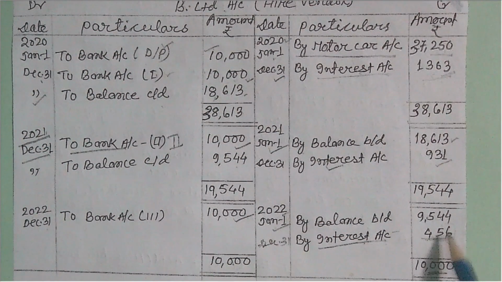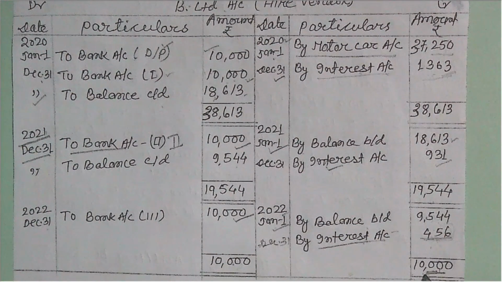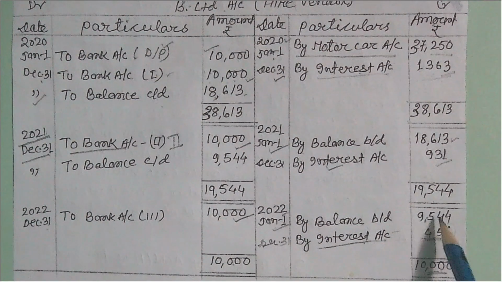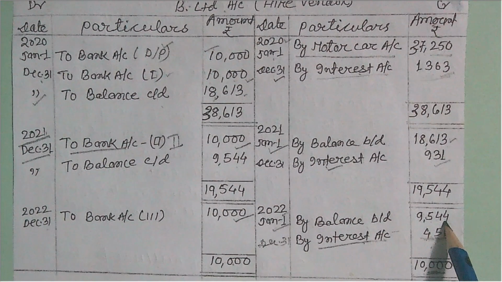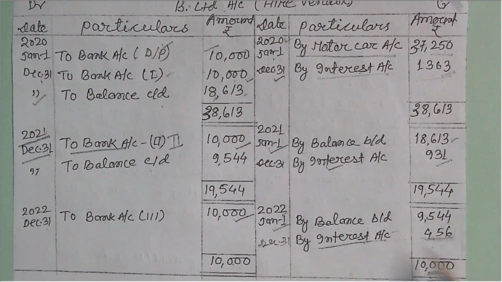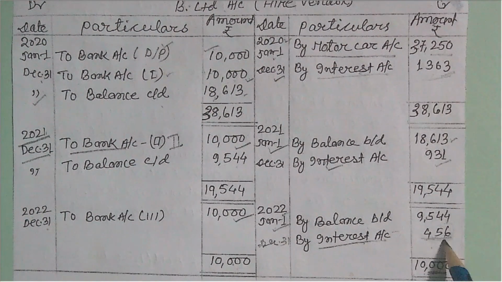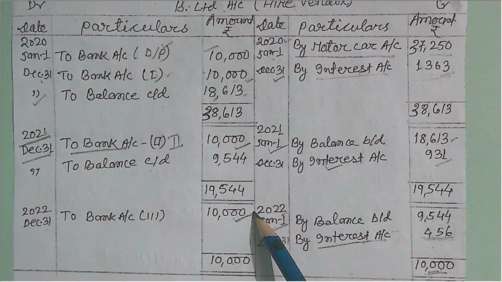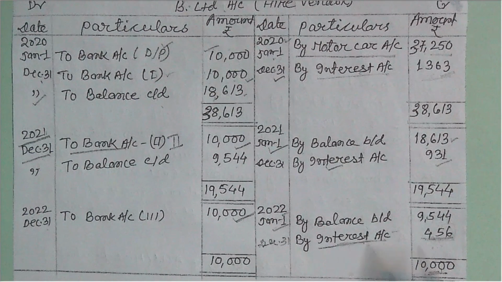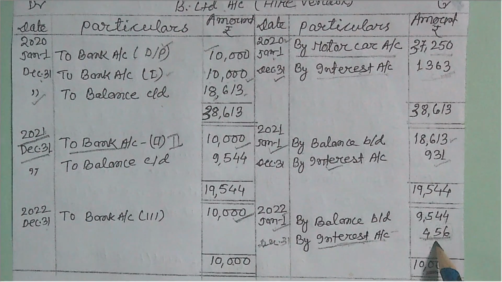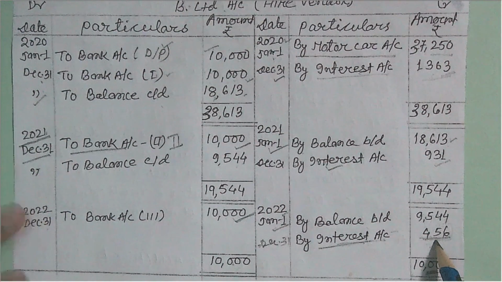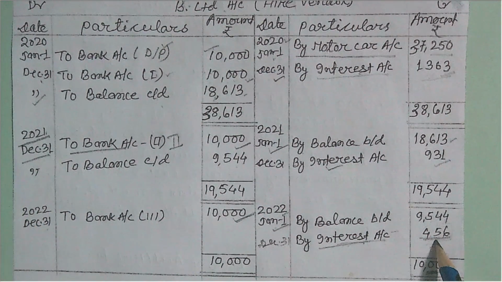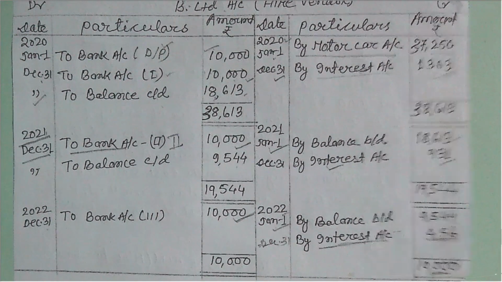So in the last installment we balance, we have to calculate that much amount which makes it equal to the final installment. So here 9,544 is there. What amount should be added? It will become 10,000. That is the interest. If you add 456, then it will become 10,000. And now our final installment is also 10,000. So in the last installment, the amount of interest is adjusted based on the installment amount. Okay, so this is B Limited account.